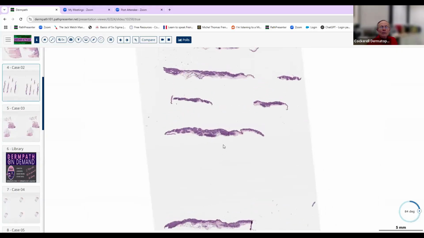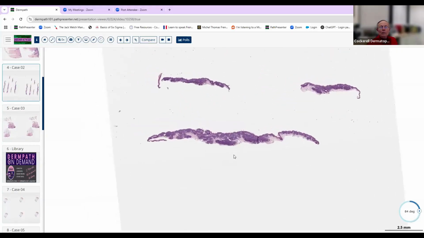Okay, now we've got a shave biopsy, different pattern altogether, and it looks pretty much like a neoplasm. And they shaved it, so they probably were thinking of something like basal cell, squamous cell, something along those lines. First question we ask ourselves, do we think it's benign or malignant?